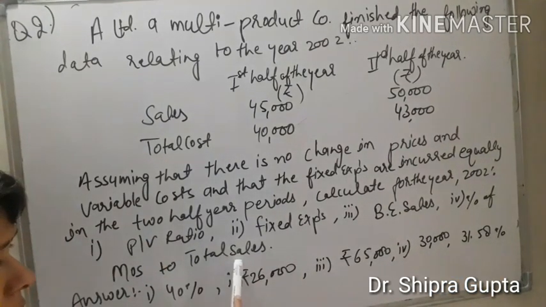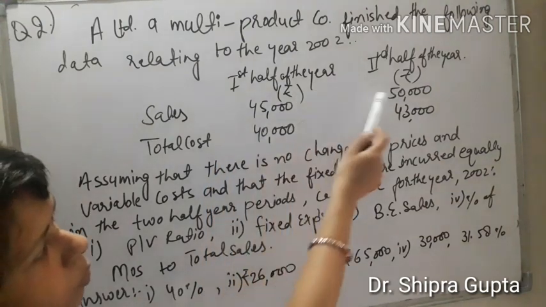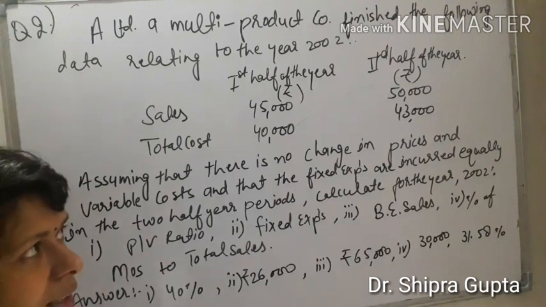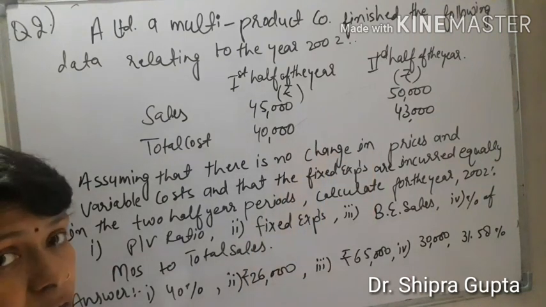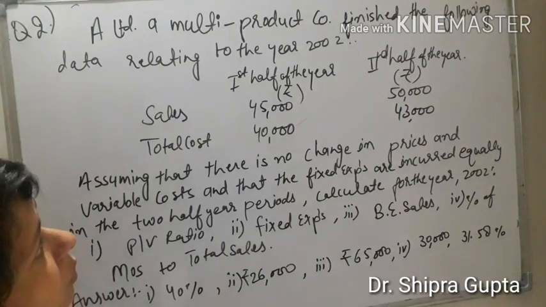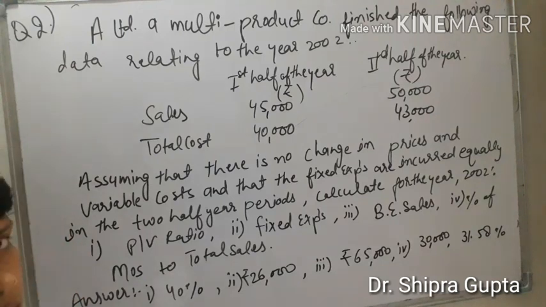For the calculation of total sales, you will add both sales, because this data is given as yearly data, and this is given as half yearly. So you will calculate these data. Now I am giving you one more question, and you can solve this.